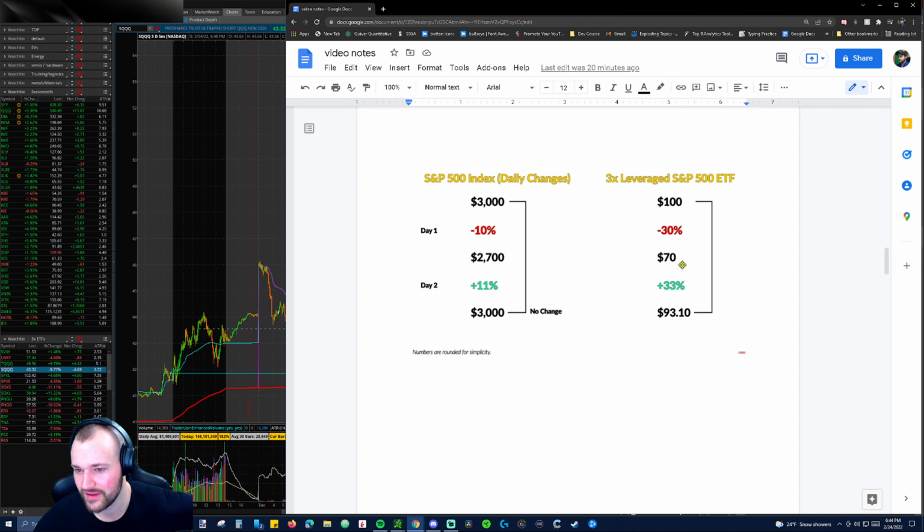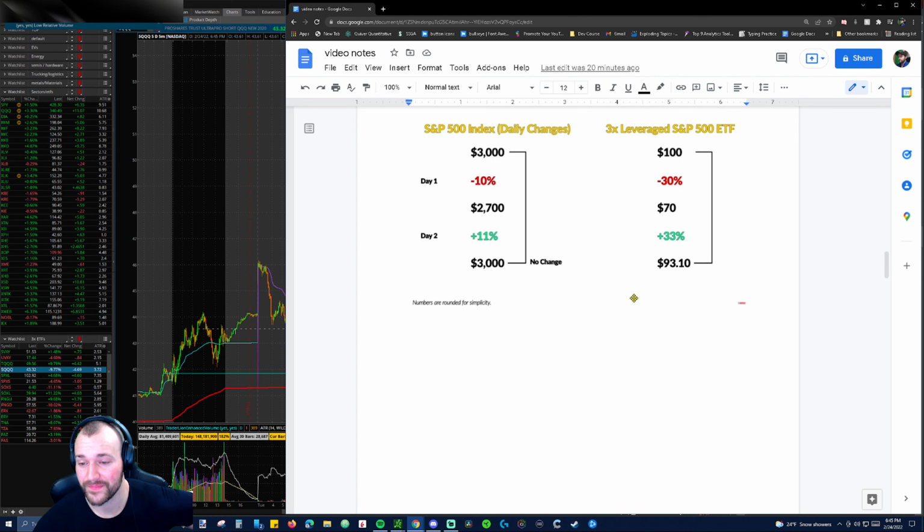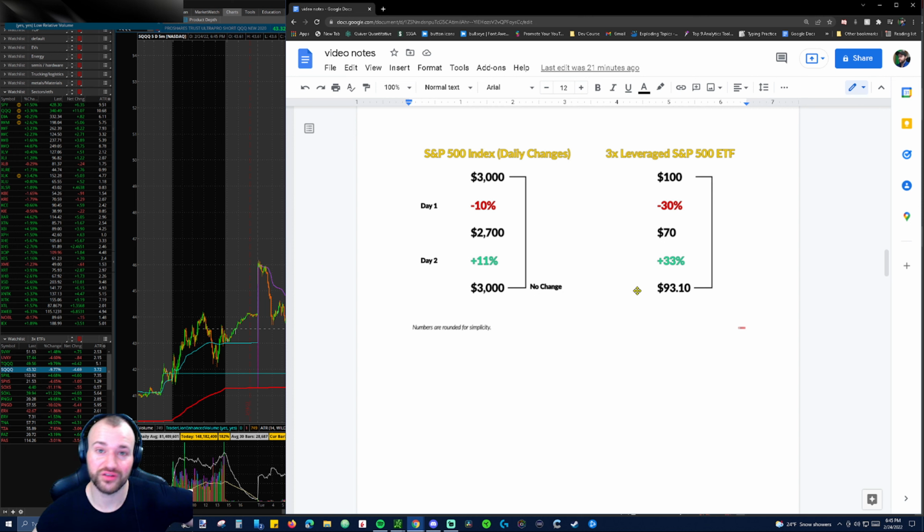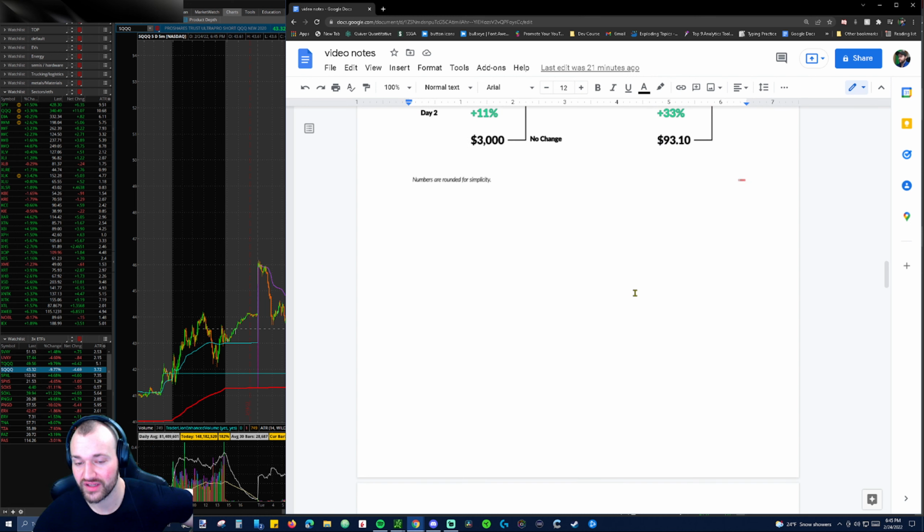But when this goes up 11%, this goes up 33%, but you're still down on the position, even though over here you're even. So you're still down on the position because it's leveraged, and that's the nature of leverage. Let's say you lose 50% and then you gain 50%, well, you're gaining 50% on half of your initial capital. So you're only back to 75% of your initial capital.